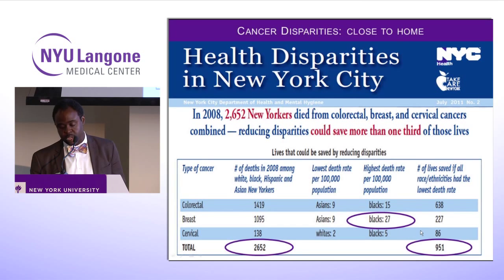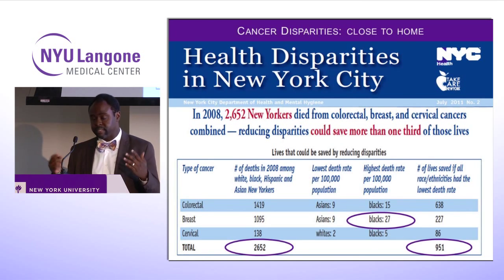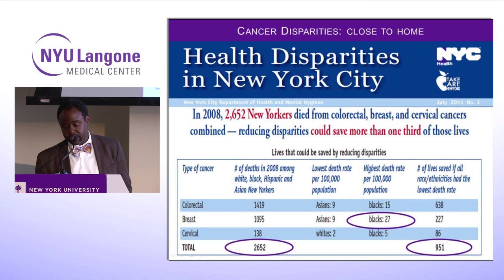If we were to do that, we would save over 200 lives per year from breast cancer. And looking at all 3 of these cancers together, if we could get rid of the disparities that we see, we could save over 1,000 lives per year, which is significant.